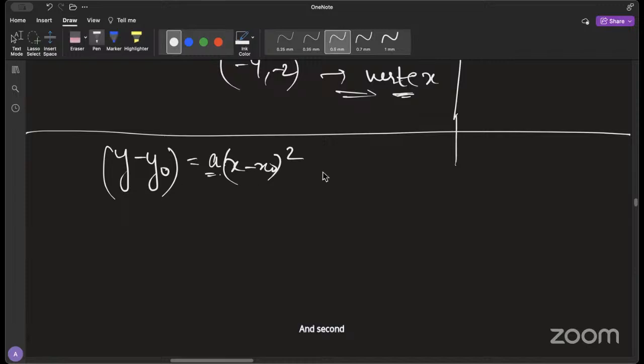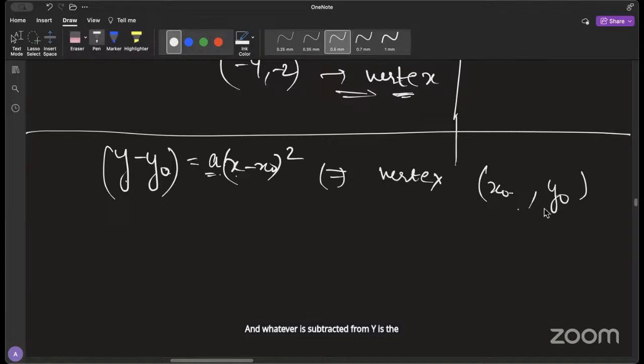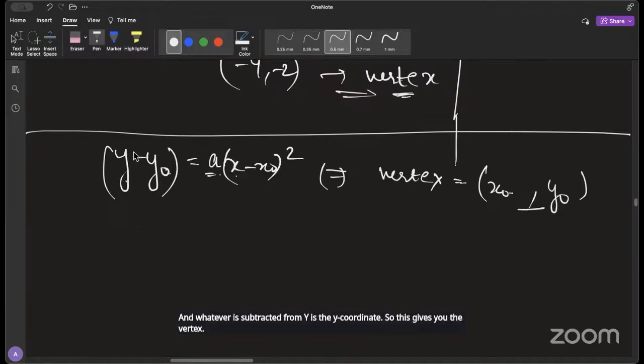And secondly, the vertex. A vertex has two coordinates, right? First is the x coordinate, second is the y coordinate. Whatever is subtracted from x is the x coordinate, which is x naught. And whatever is subtracted from y is the y coordinate. So this gives you the vertex of this quadratic equation.